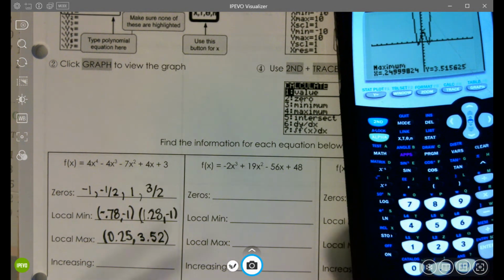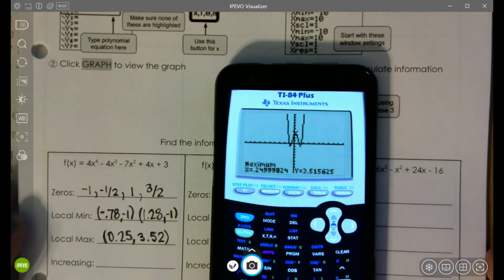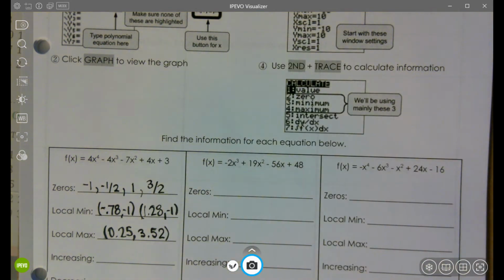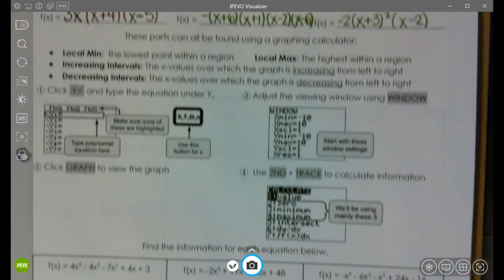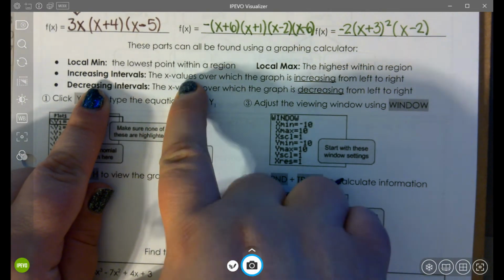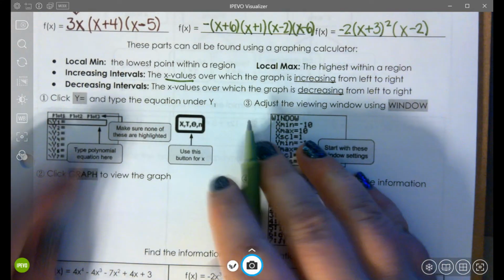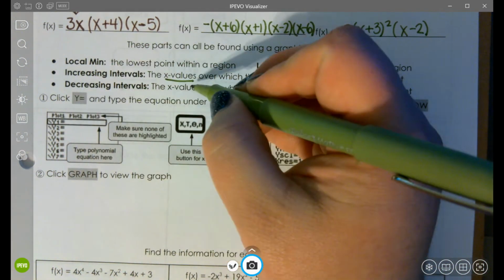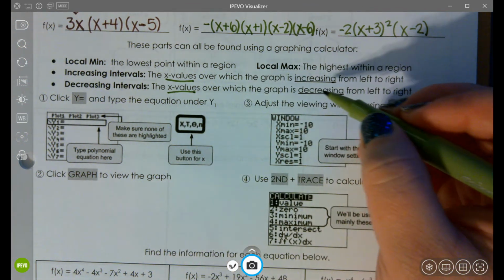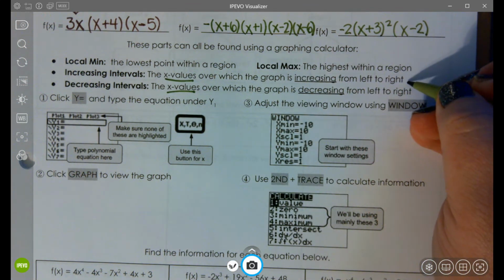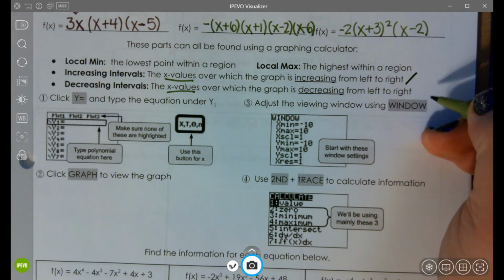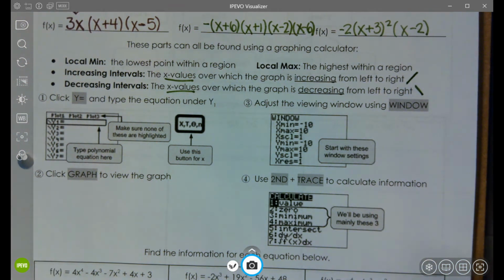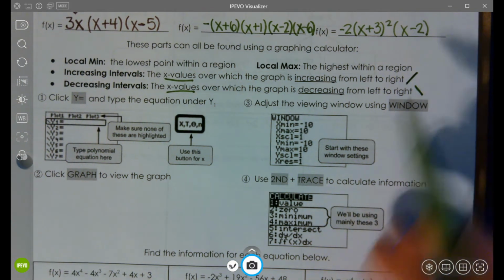Okay? And then the last thing that we're going to do is not actually in the calculator. It's going to be using our answers. I'm going to scroll back up for that for a second. Increasing is the x values over which the graph is increasing from left to right. Decreasing is the x values over which the graph is decreasing. Increasing always means it's going to be going this direction. Decreasing is always going to be going this direction.